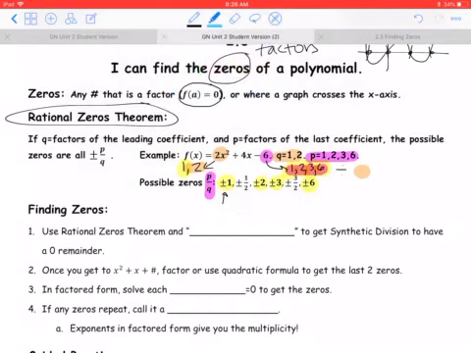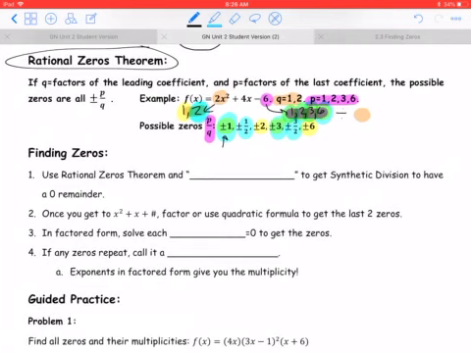Then you can go through and do the same thing with the 2. So 1 divided by 2 is 1/2. 2 divided by 2 is 1, but we've already used it, so we don't need to write it twice. 3 divided by 2 is 3/2. 6 divided by 2 is 3. Already used it, you don't need to write it twice. So you can use it to narrow down, and then we do just guess and check. But you don't want to check any numbers that aren't in our possible zeros.